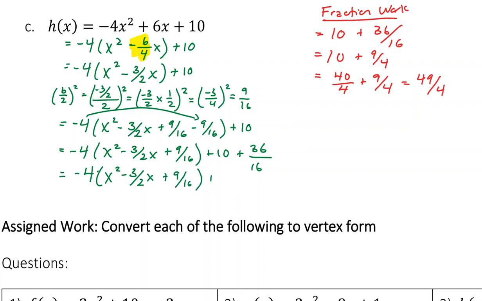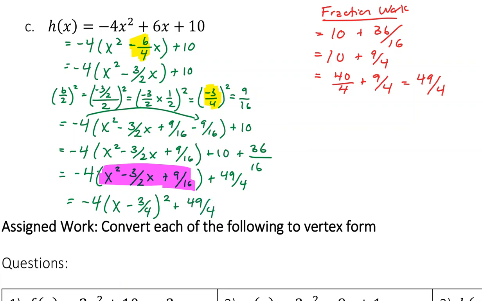That leaves us with this in our problem, and again, we have to factor our trinomial that's left inside the brackets, or we look back up to our original step. What was left in our brackets? That's -3/4. Okay, therefore our remaining answer should be -4 times x minus 3/4 squared plus 49/4. And there you go. That is completing the square.